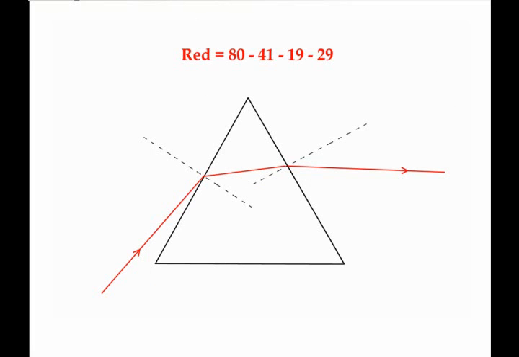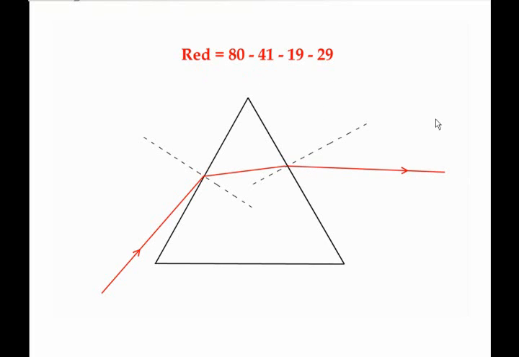Let's get out your homework paper from yesterday, the dispersion page. We were given a starting angle of 80 degrees, and using Snell's law, the refracted angle inside the prism should be 41 degrees. Then we subtract that number from 60 to get the next angle, which would be 19 degrees. Then we use Snell's law again to get 29 degrees for this last arrow to come out.